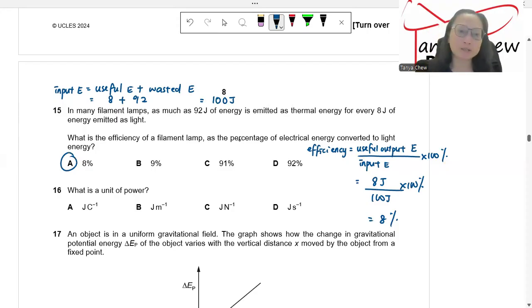Number 16, what is the unit of power? Let us look at the definition of power then. Power is defined as work done or energy per time taken. Energy must be measured in joules and time is measured in seconds. Joule per second. D is the answer.